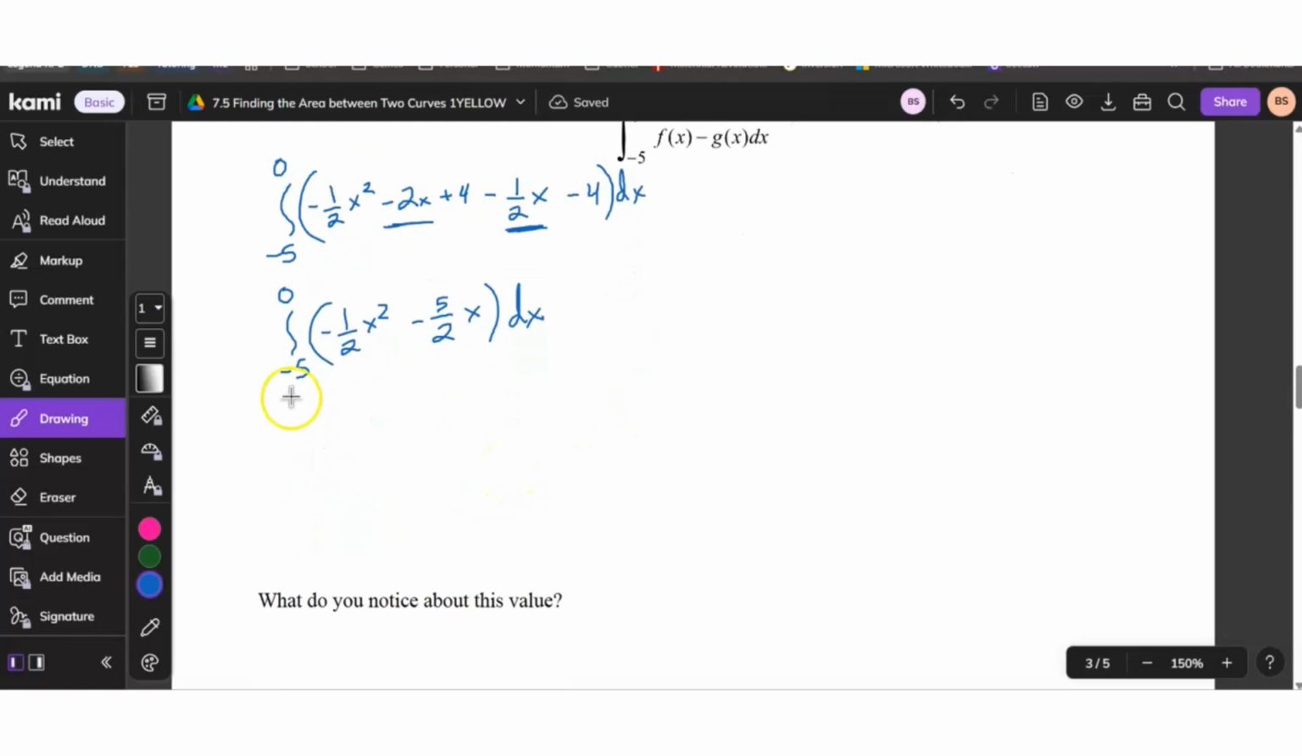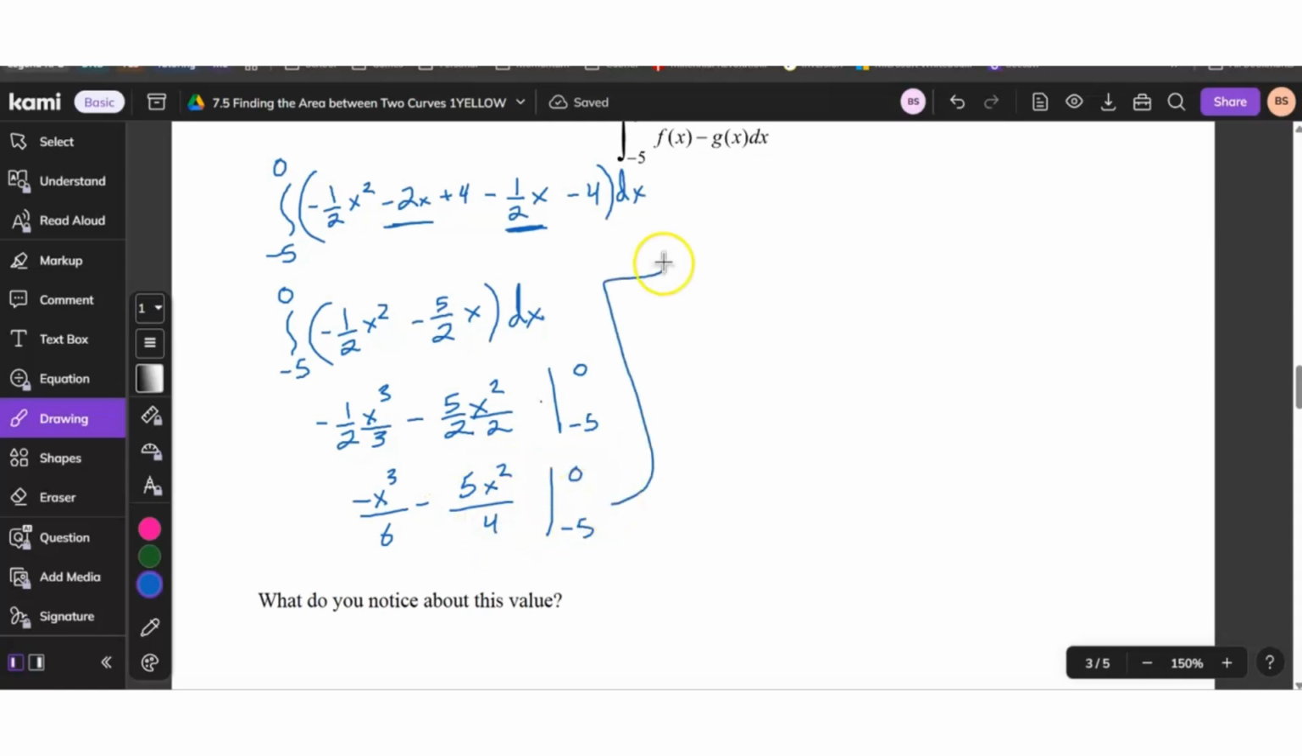So, integrate. It's going to be -1/2 x cubed over 3 minus 5 over 2 x squared over 2, evaluated from 0 to -5. But let's simplify that first because that's really ugly. X cubed over 6 minus 5x squared over 4, evaluated from 0 to -5.